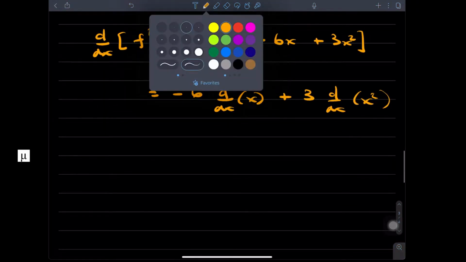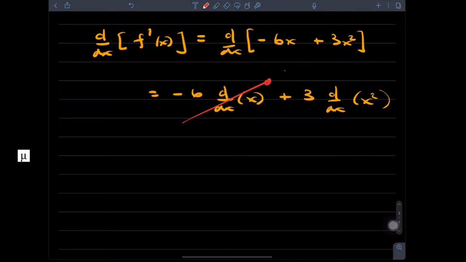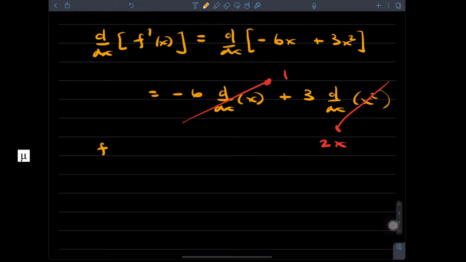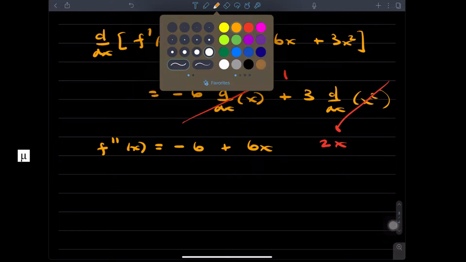Okay, here we go. This derivative is 1. What's this? 2x. What do you guys end up with? This is going to be what? F double prime is negative 6 plus what? 6x. Okay, good. So like on a test, what do you think they're going to ask you for?